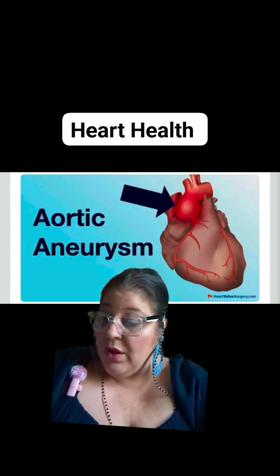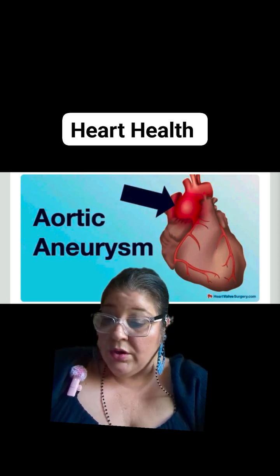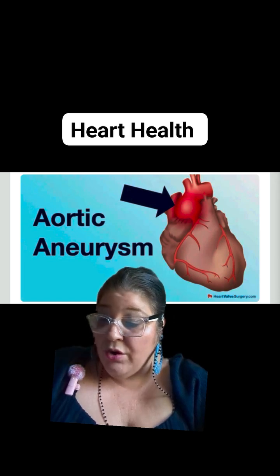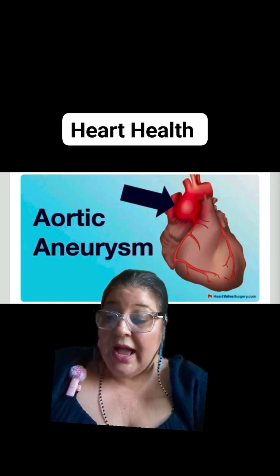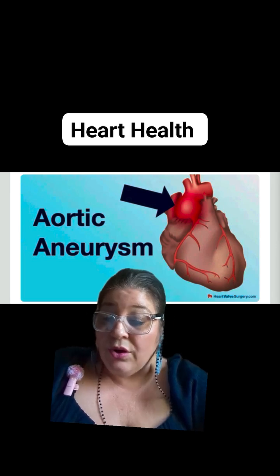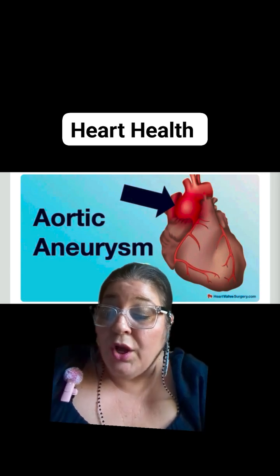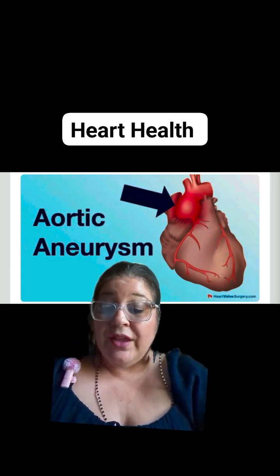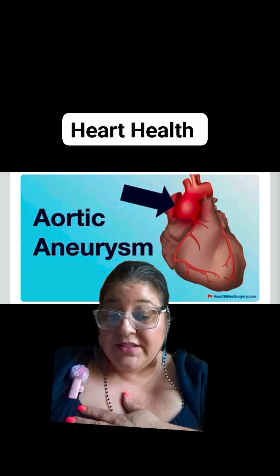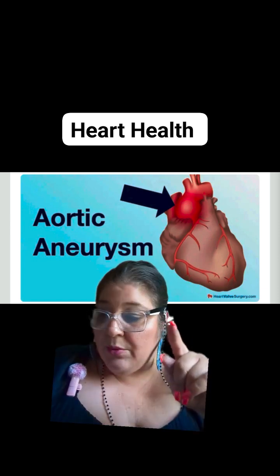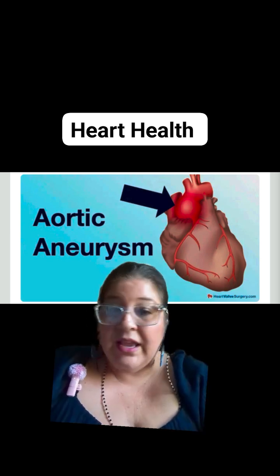Aortic aneurysm. Often associated with the heart, this is a bulge in the aorta, which is the massive main artery that carries blood directly out of the heart. These occur when the artery's walls weaken under blood pressure and can occur in the chest, thoracic, or stomach, abdominal. So that's the picture that we have right here, the aortic aneurysm.